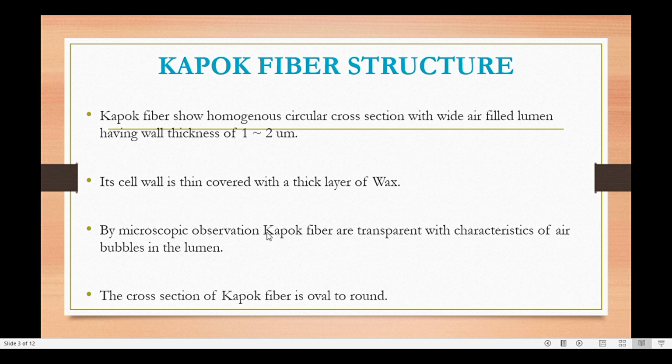Kapok fiber structure. Kapok fiber shows a homogeneous circular cross section with a wide air-filled lumen having a wall thickness of 1 to 2 micrometers. Its wall is thin, covered by a thick layer of wax. By microscopic observation, kapok fibers are transparent, with characteristic air bubbles in the lumen. The cross section of kapok fiber is oval to round. This was the information about the kapok fiber structure.